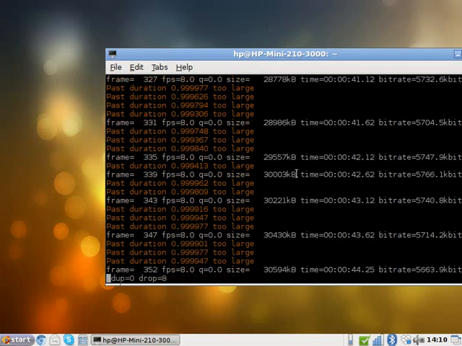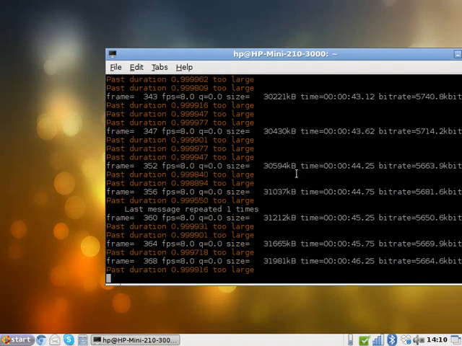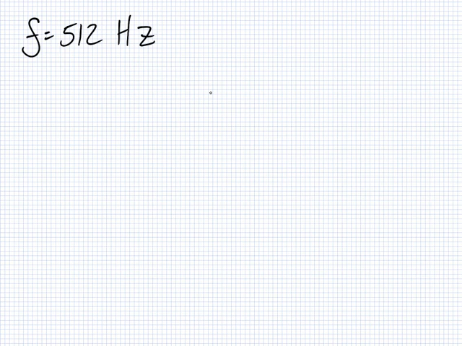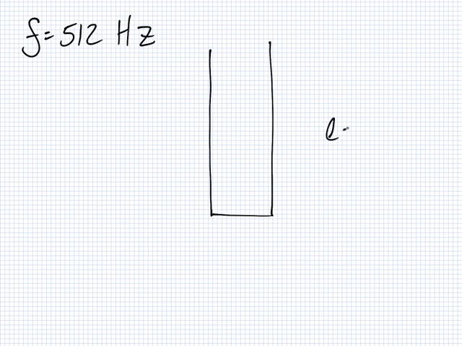Go for it, Faisal. Read it out to me. An experiment to measure the speed of sound. A note of frequency 512 Hz was sounded above the open end of an air column closed at the other end. The first position of resonance occurred when the length of the air column was 0.162. What is the length of the air column?